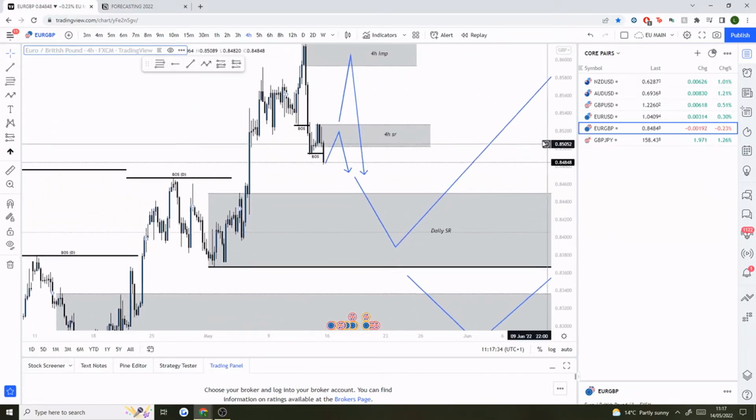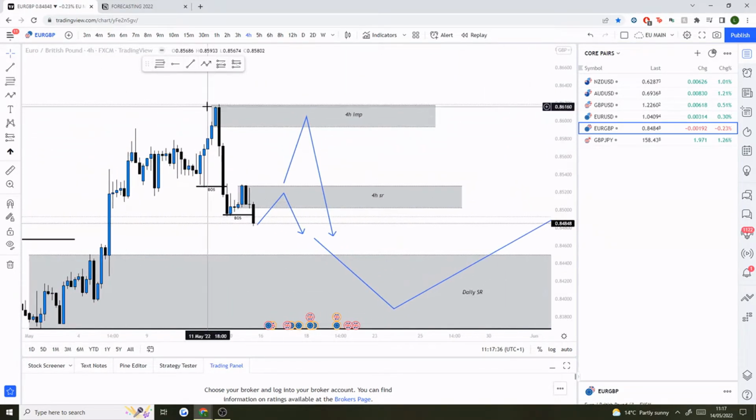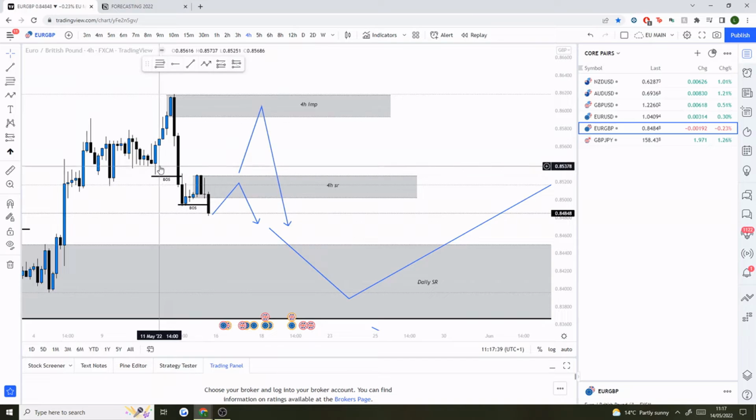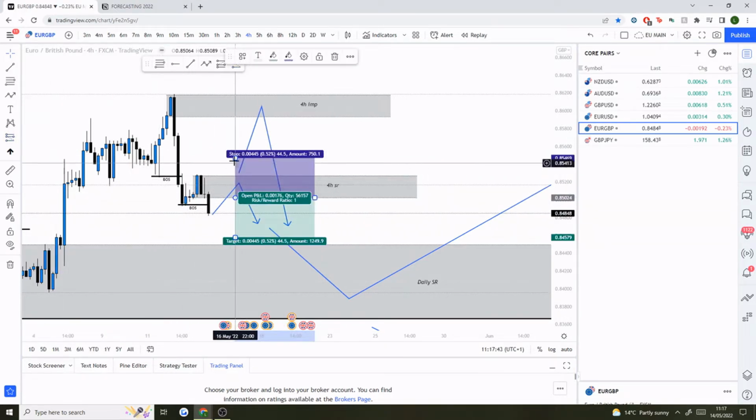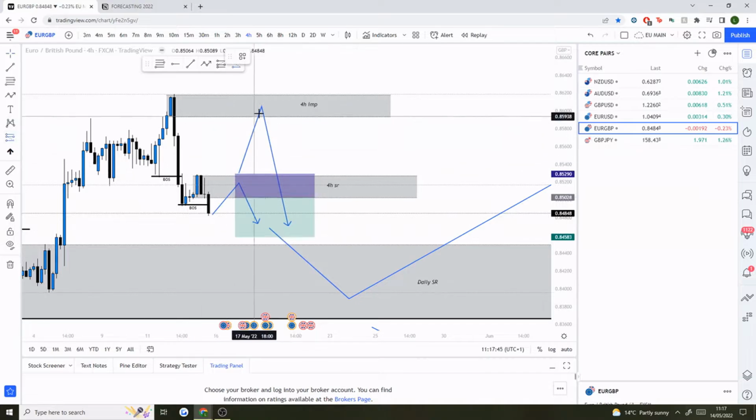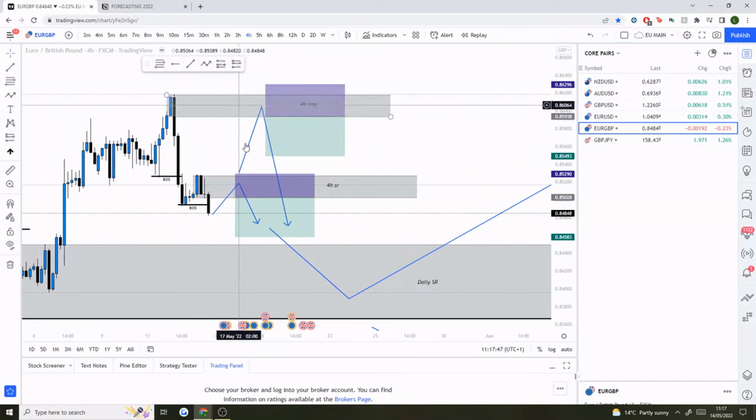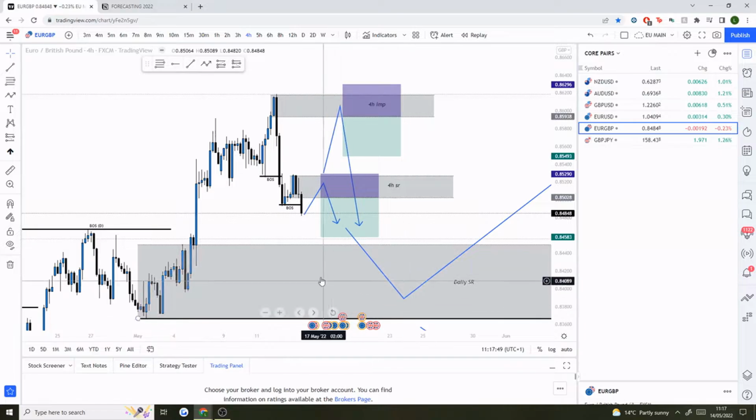So looking at the 4 hour from last week, we have this break of structure first, and then secondly we have this break of structure. What that's left behind is 2 clear order blocks, and those order blocks are absolutely fine to sell out of, provided that we don't touch into this area first.